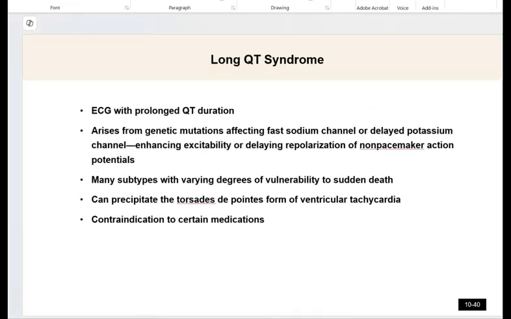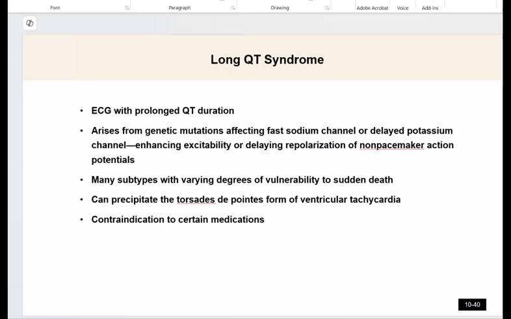Then the book goes into a little bit of the long QT syndrome. Again, it's another inherited disease, or could be acquired. EKG has a prolonged QT duration, and this is a bad thing because it enhances the excitability or delaying repolarization of the non-pacemaker action potentials. Many subtypes will have varying degrees of vulnerability to sudden cardiac death.